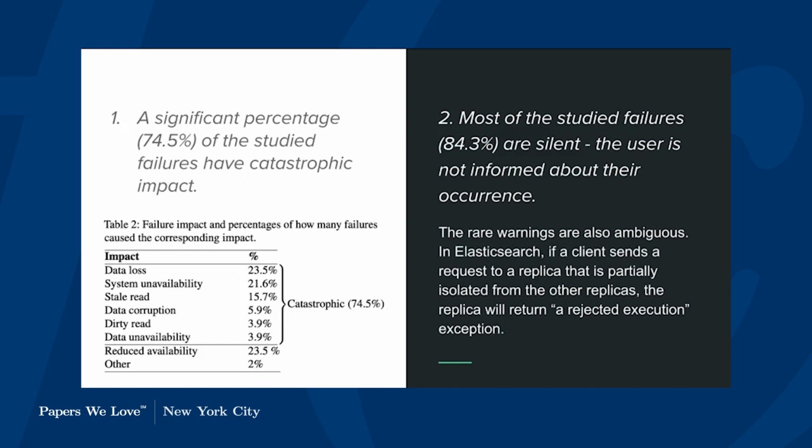Next up, most of the studied failures are silent. Again, a little better, I think it was 90% in the other paper, so a little better with partial network partitions, but not great. So the user is still not informed about their occurrence. And even when we have rare warnings, they're also quite ambiguous. In Elasticsearch, if a client sends a request to a replica that is partially isolated from the other replicas, the replica will return a rejected execution exception. What is a rejected execution exception? How should the client handle it? You really have to be well-versed in Elasticsearch to know how to handle these situations, and that's unfortunate for what it is.